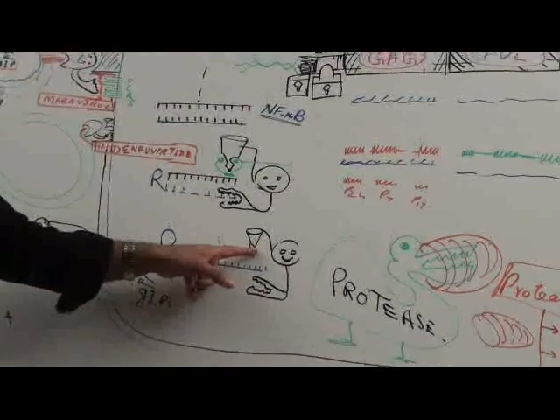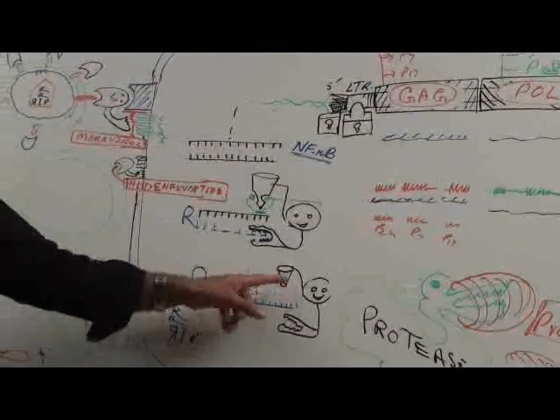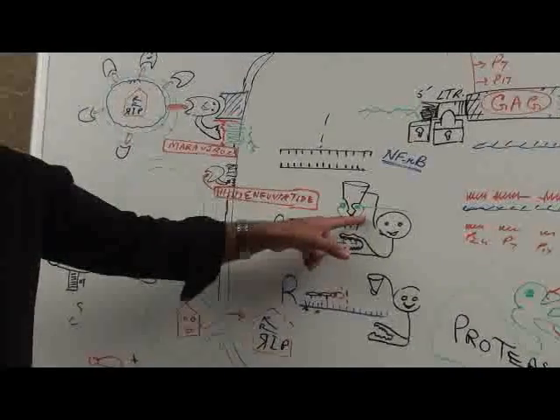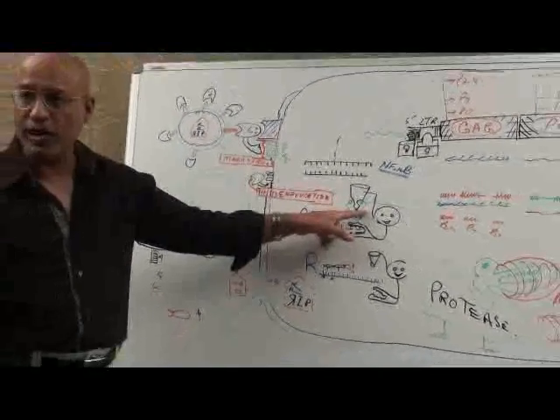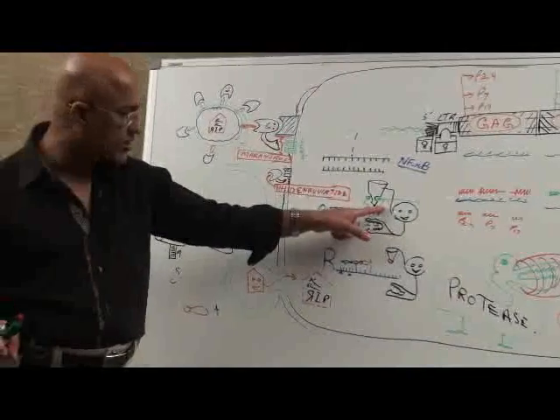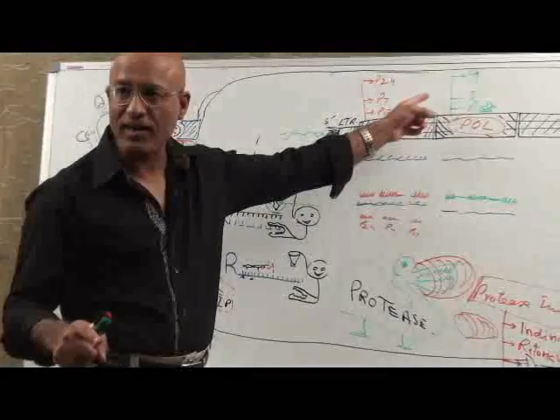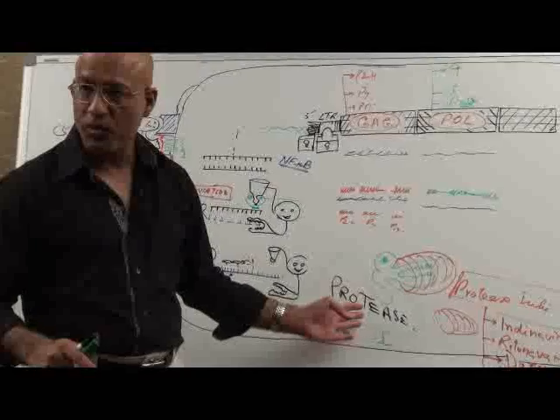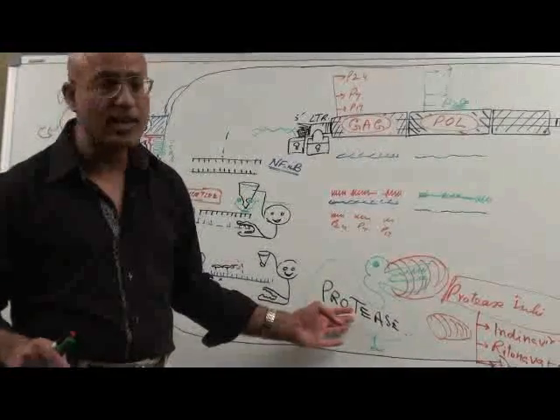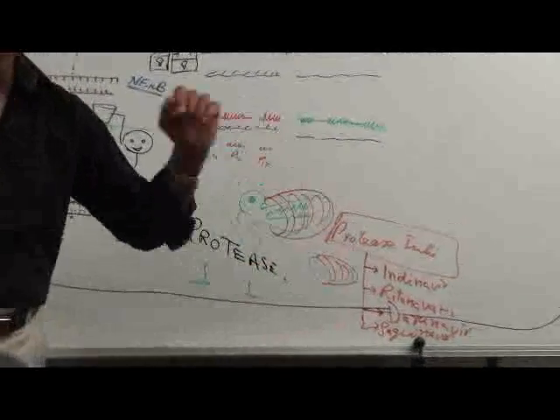NRTIs. Can you tell me drugs? Zidovudine, lamivudine, didanosine. Then nucleoside reverse transcriptase inhibitor. What is this? Nevirapine. Then integrase inhibitor. What was that? Raltegravir. And then in the end you come to protease. Protease inhibitor, yes. What are the drugs? Indinavir, ritonavir, darunavir and saquinavir.